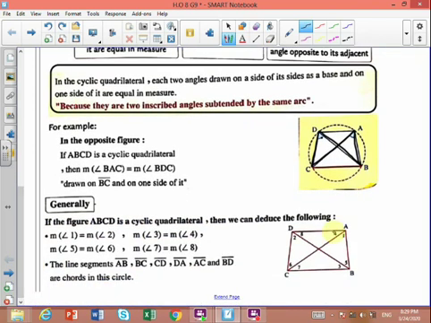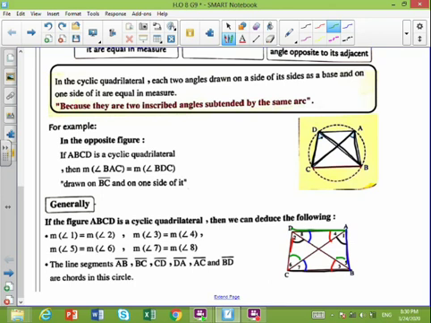Generally in this figure ABCD we can deduce the following. First, measure of angle 1 equals measure of angle 2 because they are on one base, which is BC. Or measure of angle 3 equals measure of angle 4 on the same base DC. Also measure of angle 8 equals measure of angle 7 on the same base BA or AB. And the last, measure 5 equals measure 6 on the same base AD.